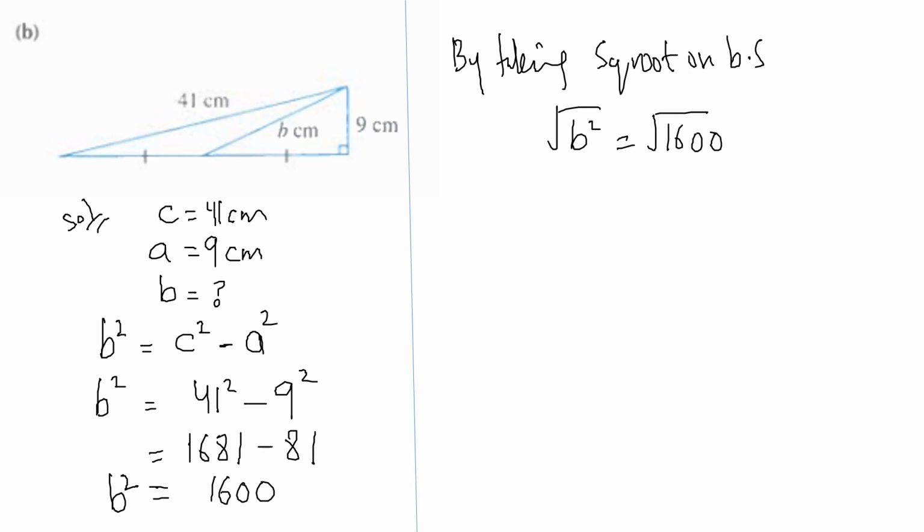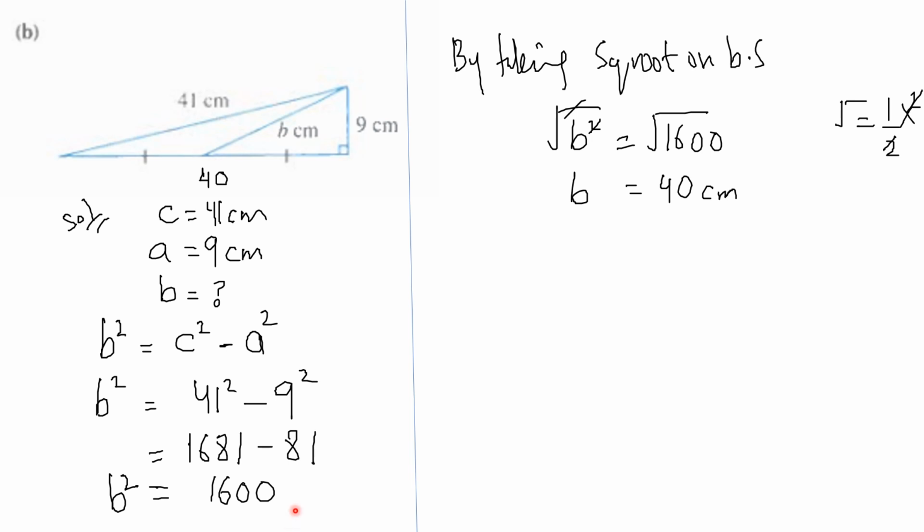Now 1600 again is a perfect square. It's a perfect square of 40, so you will write 40 here with the unit centimeter, and here you will get b because root cancels with square. Why? Because root has the value of 1 by 2, and when multiplied by 2, these two cancel each other, right? Now I found the value of b, that is 40. That means the complete b, the complete base here, this is basically 40. So let's write 40 here.